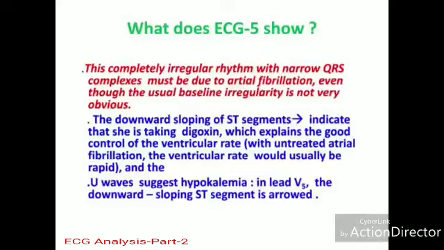The downward sloping of ST segments indicates that she is taking digoxin, which explains the good control of the ventricular rate. With untreated atrial fibrillation, the ventricular rate would usually be rapid, and the U waves suggest hypokalemia. In lead V5, the downward sloping of the ST segment, I have arrowed it.